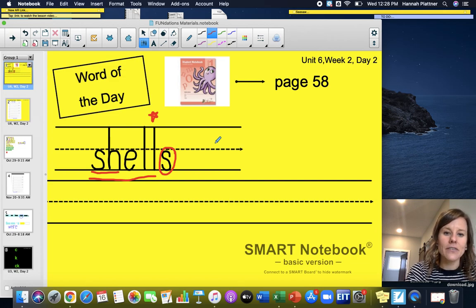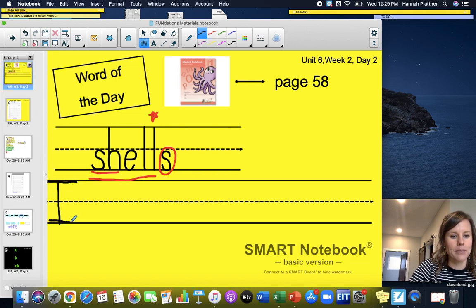And then we need to think of a sentence that we could use the word shells in. So I want you to think to yourself, how could you use shells in a sentence? All right, I'm going to have you repeat after me. I see shells on the beach. I see shells on the beach. We're going to write that sentence.